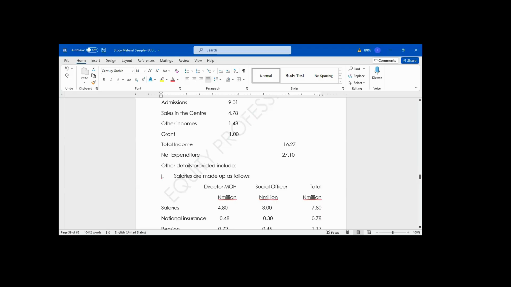Salaries are made up as follows. Director, MOH, Social Officer, and total. Salaries, 4.80 for Director, Social Officer, 3. Total, 7.80. National Insurance, for Director, 0.48. For Social Officer, 0.30. Total, 0.78. So please scroll up.